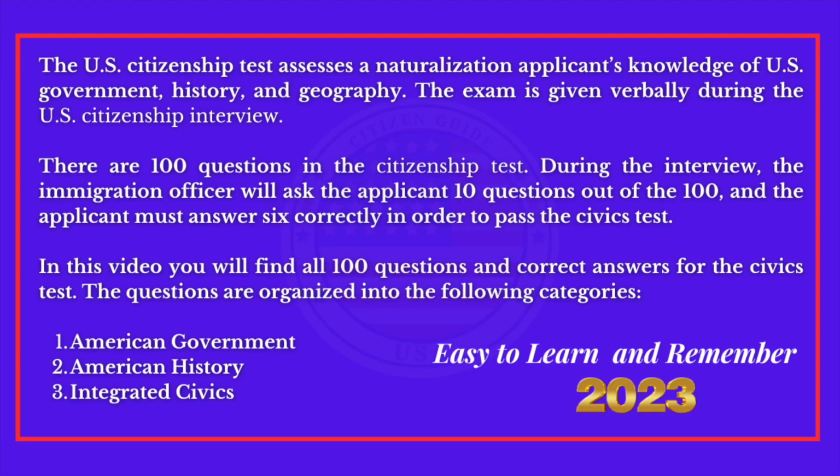The U.S. Citizenship Test assesses a naturalization applicant's knowledge of U.S. government, history, and geography. The exam is given verbally during the U.S. Citizenship Interview. There are 100 questions in the citizenship test. During the interview, the immigration officer will ask the applicant 10 questions out of the 100, and the applicant must answer 6 correctly in order to pass the civics test.